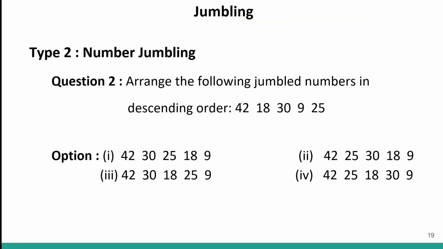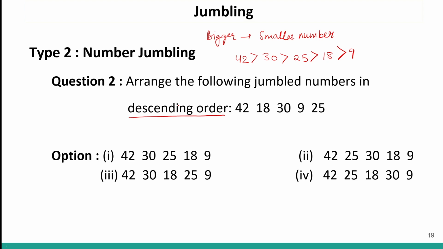Now, we have to arrange the following in descending order. That means decreasing order, from bigger to smaller number. Correct? So, the biggest number is 42. It is bigger than 30, which is bigger than 25, which is bigger than 18, which is bigger than 9. The correct order in decreasing order will be 42, 30, 25, 18 and then 9. This is given in option number 1. So option number 1 will be the correct answer.